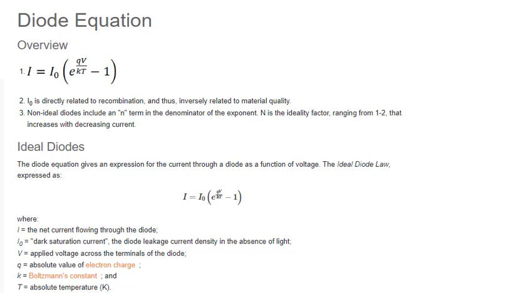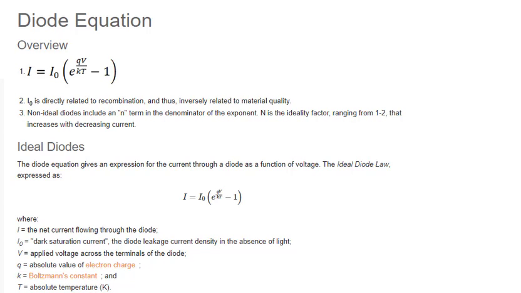Let's start. Diode equation. I0 is directly related to recombination, and thus, inversely related to material quality. Non-ideal diodes include an N term in the denominator of the exponent. N is the ideality factor, ranging from 1 to 2, that increases with decreasing current.